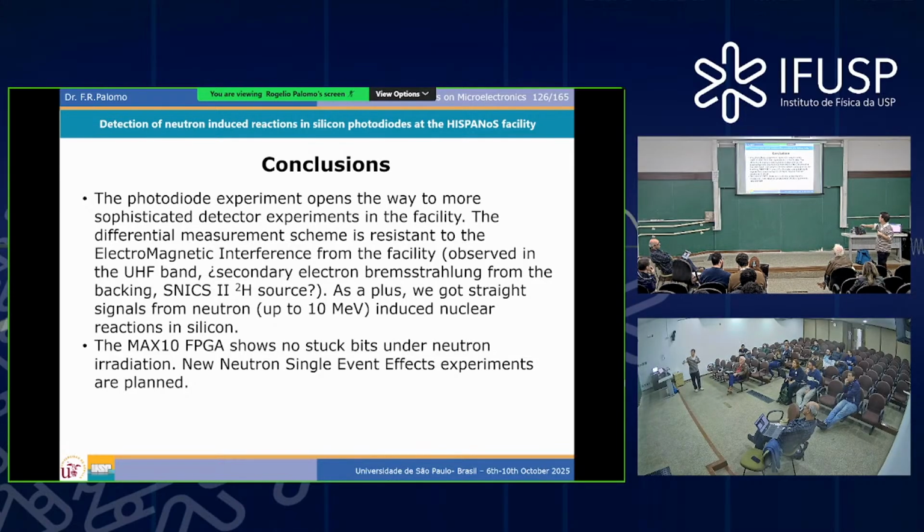I'm remembering. The scheme is resistant to electromagnetic interference in the case of the photodiode, using this differential measurement scheme. And the MAX 10 FPGA showed no stuck bits under neutron irradiation, and new neutron single event effects experiments are planned depending on the money coming from Intel. Because this was not for science. This was to demonstrate to a company that we were able to make this kind of measurement.